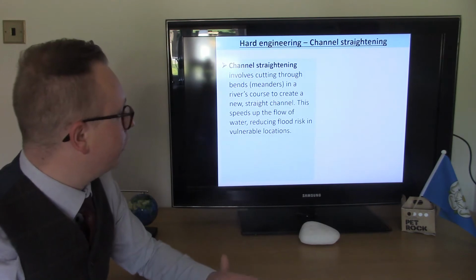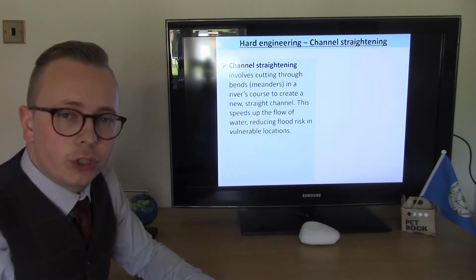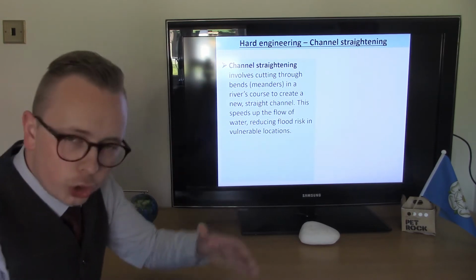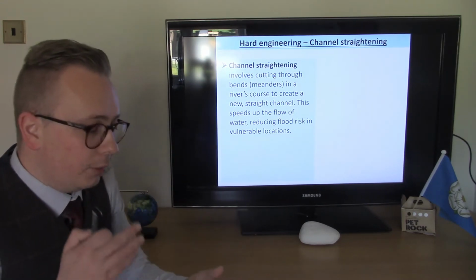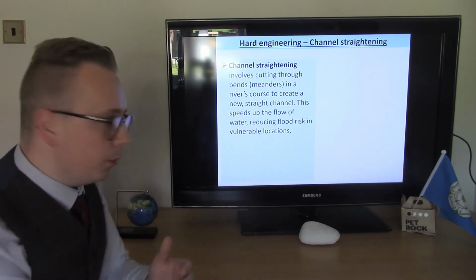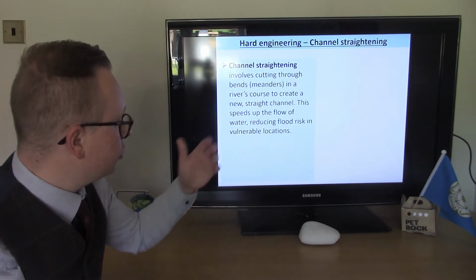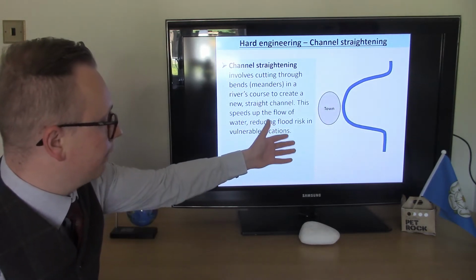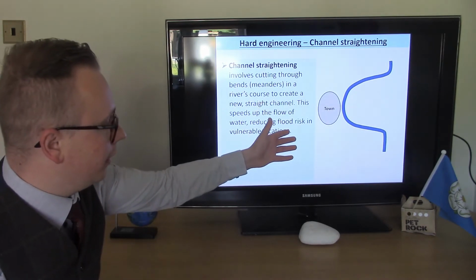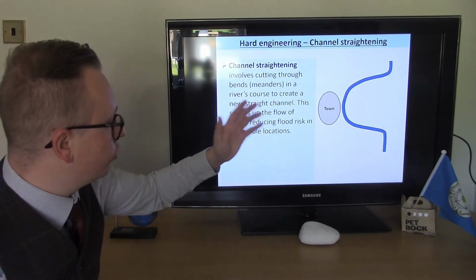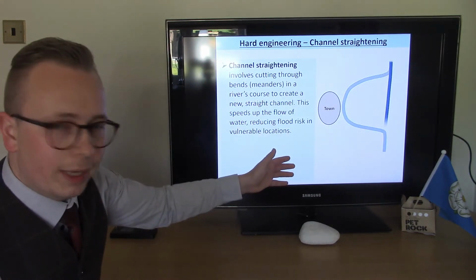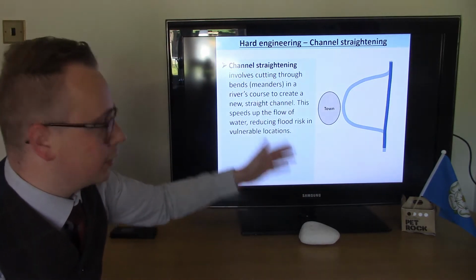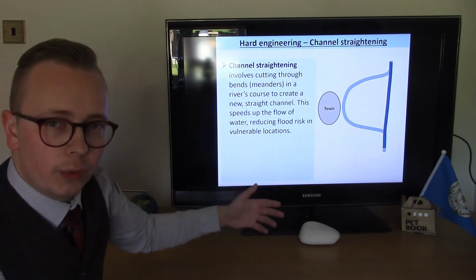Another method is channel straightening. Now this involves changing the shape of the river's course, cutting out meander bends. Meanders slow down the flow of the river, and by using channel straightening we can speed up the flow of the river. And that's particularly useful if you want to avoid vulnerable locations. So here's a town close to a meander bend. Well, if we can actually create a new straight course and get rid of this old meander loop, any flood is going to be bypassed from the town, reducing damage to that high value area.